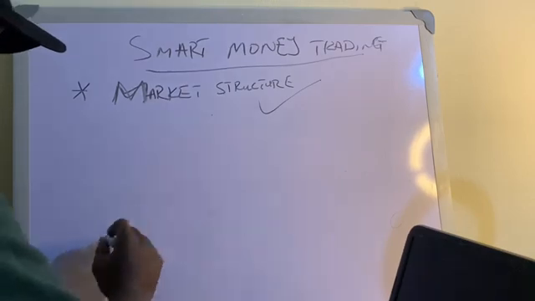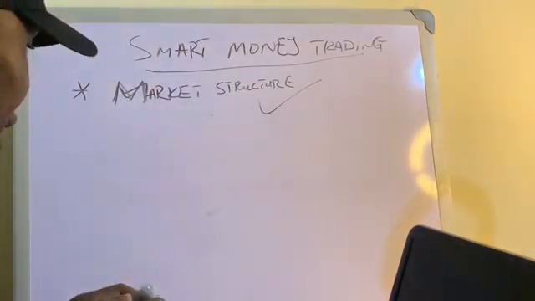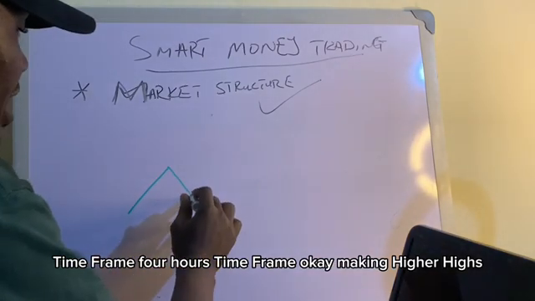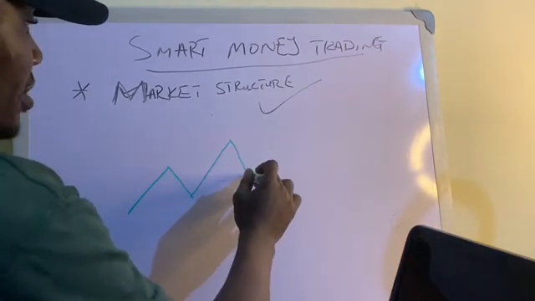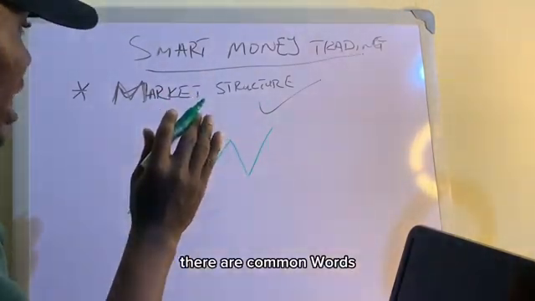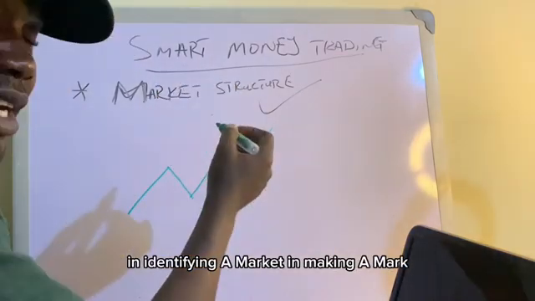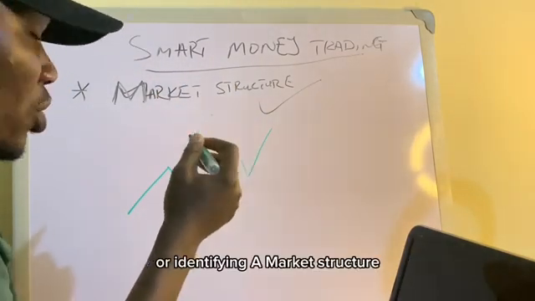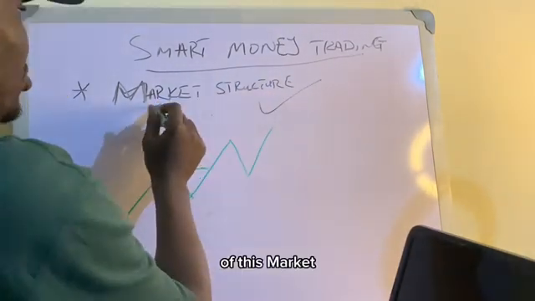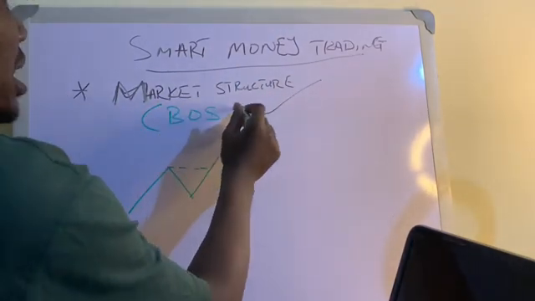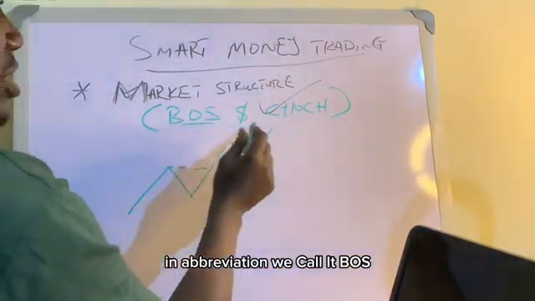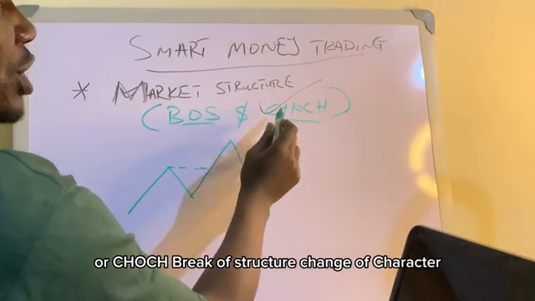For instance, let's say this is a 4 hours time frame, making higher highs. Now, in this concept, there are common words used in identifying a market structure. Those common parameters are break of structure and change of character. In abbreviation, we call them BOS and CHOC: break of structure, change of character.